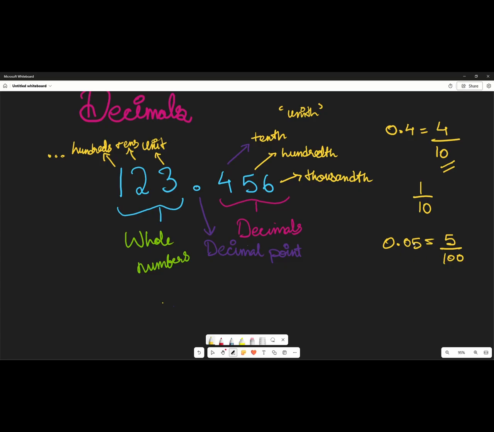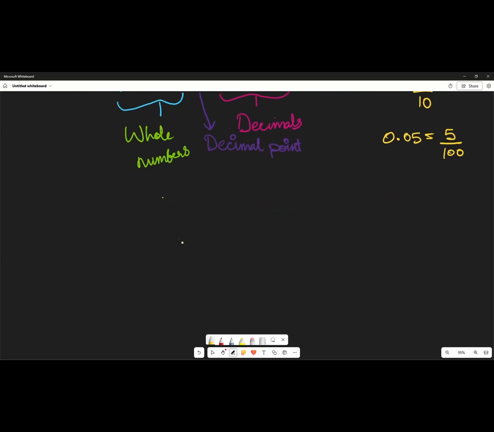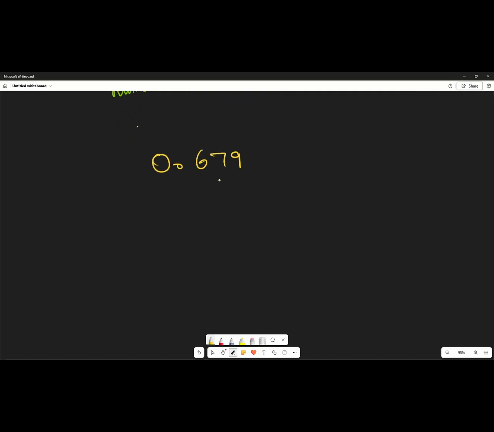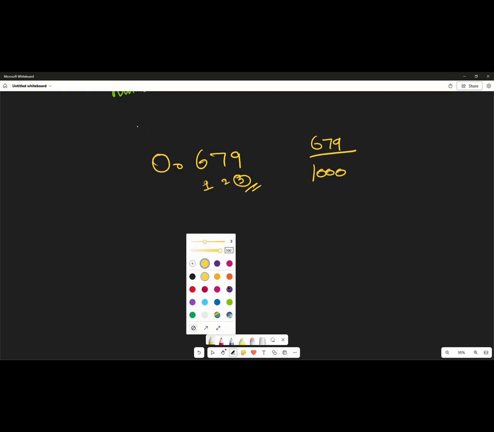To convert a decimal into a fraction, we take 0.679, for example, and count the number of decimal places. That's 1, 2, 3, right? We have 3 decimal places. So write down our number 679, ignoring the decimal point, and we will put 1 followed by zeros, with the total number of decimal places. So 679 by 1000.